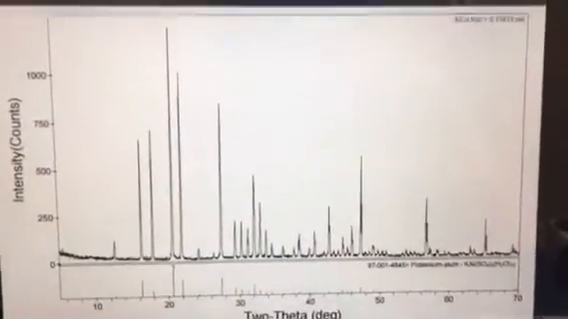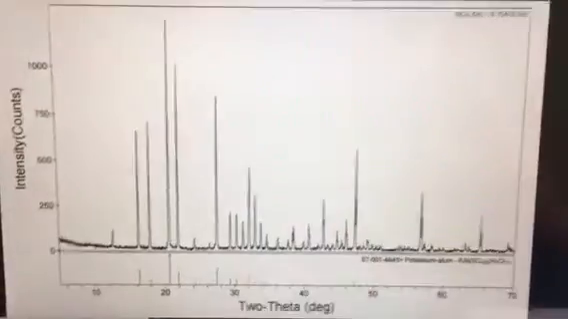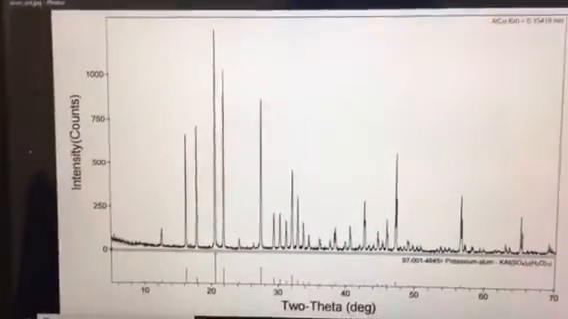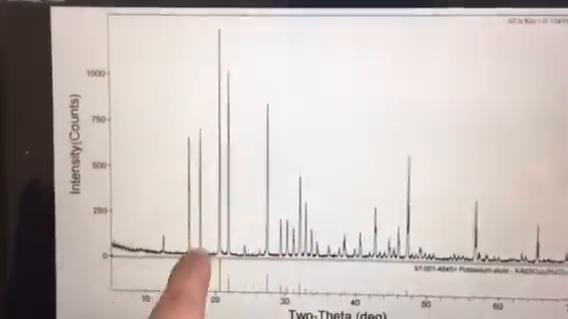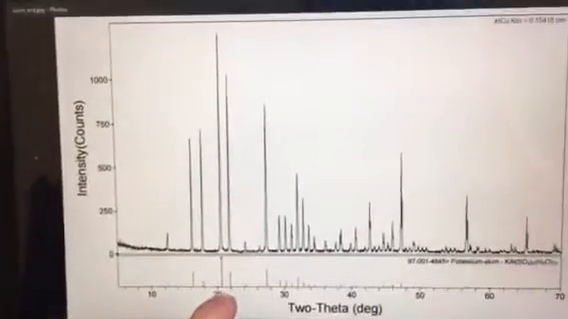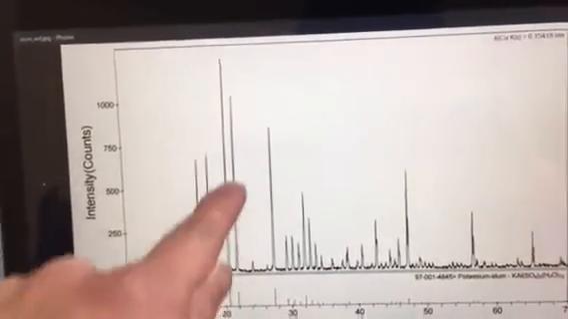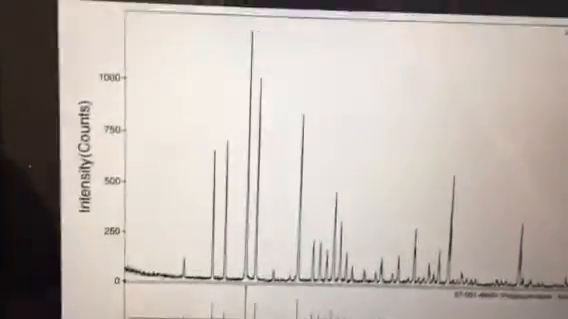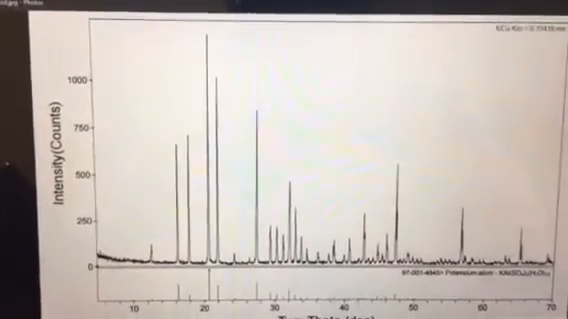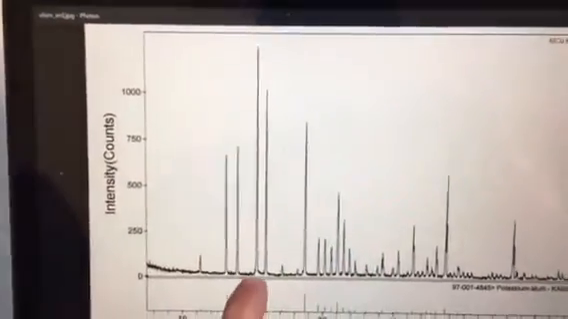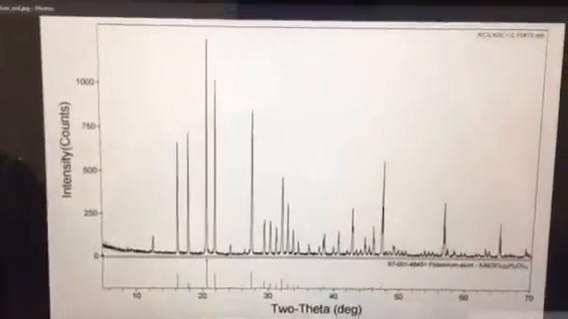Based on this picture right here, we're going to look at the most intense peak, which is around 20. You can see that around 20 degrees. I said the intensity was 1250. It doesn't really matter though, we don't need that in our calculation. And I said the degrees are about 20.5. If you notice right there, it's about 20.5.